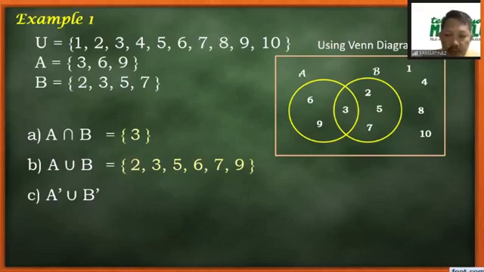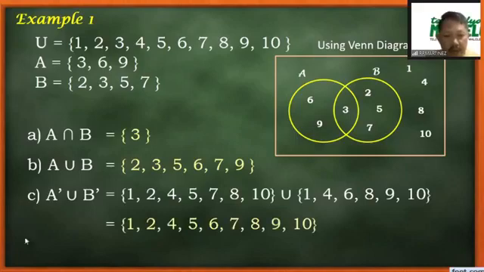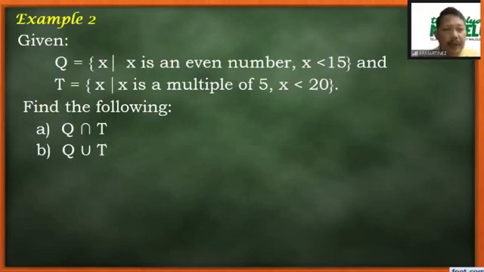And then for letter C, we have A complement union B complement. So to do that, let us identify first the A complement. So A complement, we have 1, 2, 4, 5, 7, 8, 10. And then B complement, we have 1, 4, 6, 8, 9, 10. And then let us rewrite it. If the number is doubled, we write that as one only. Just like 1, we write 1 and then 10. The 10 is doubled, so we write 10 only once.